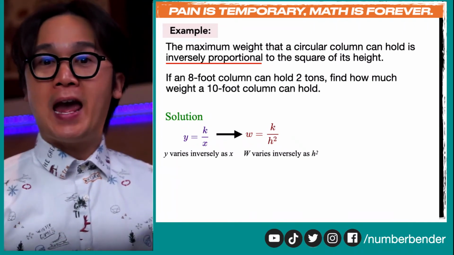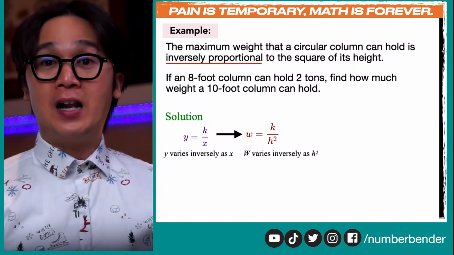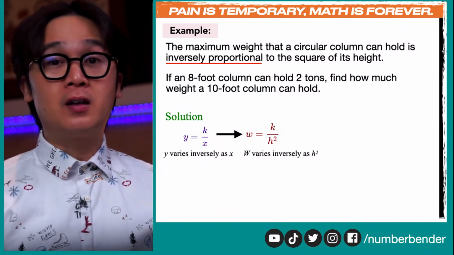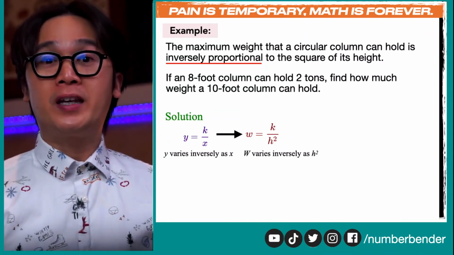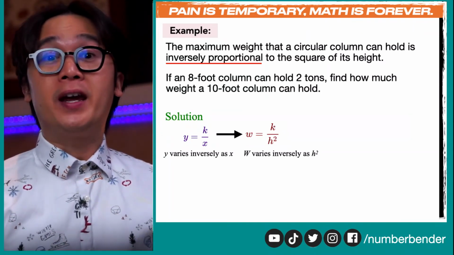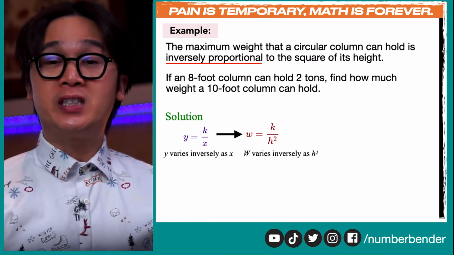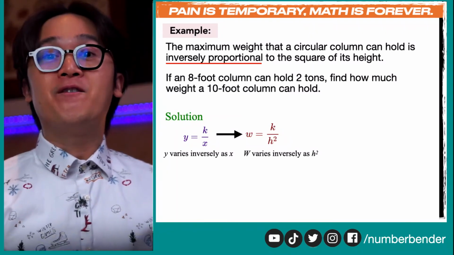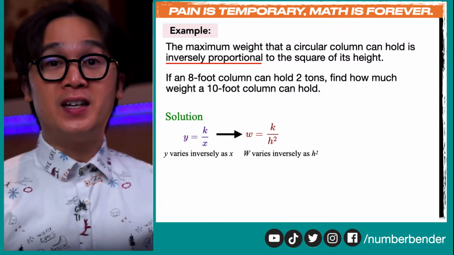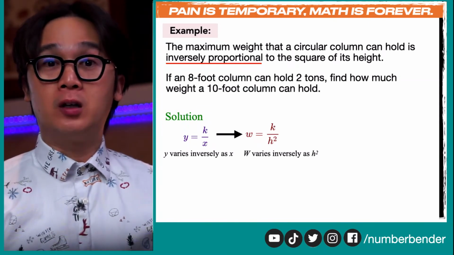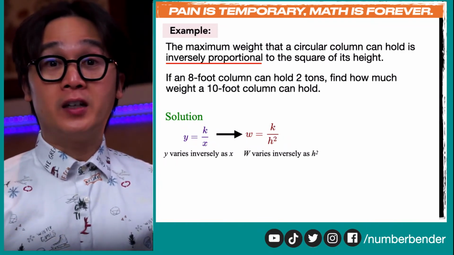So since we have our equation now that we can use to find the value of k, all we need to do is to look at the problem and find the values that we can use so that we can find our constant of variation. So it's on the second part of our word problem. If an 8-foot column can hold 2 tons, find how much weight a 10-foot column can hold. And the first part of this second statement will be our given values that will determine our constant of variation.